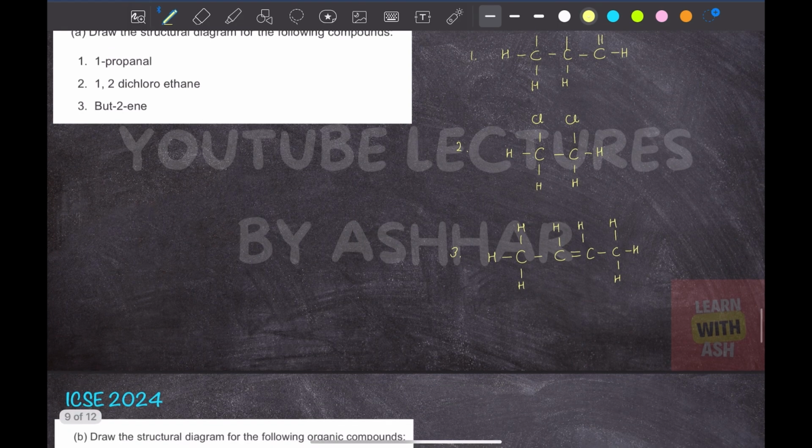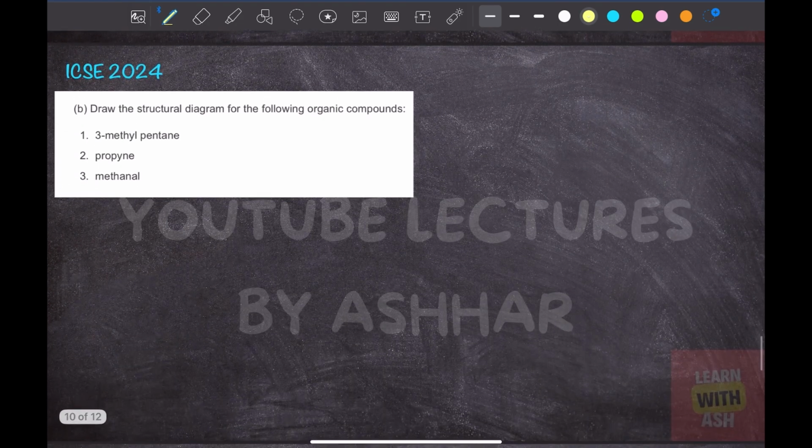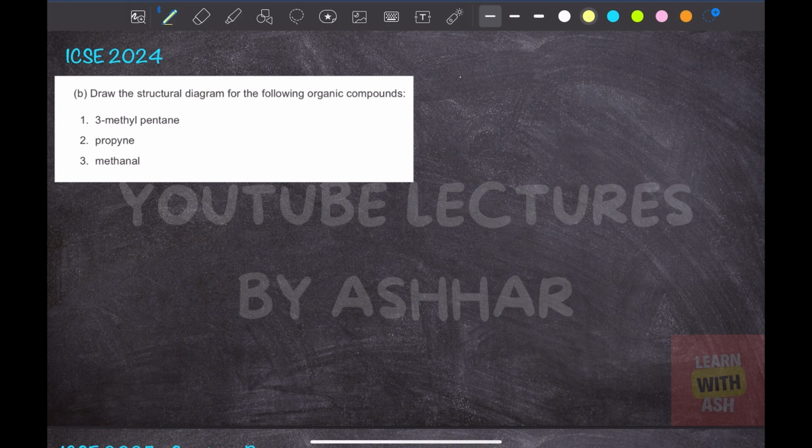Now let's move on to the question from ICSE 2024. For the first one, it is given to us 3-methyl pentane. So simply we need to draw the 5 carbons first. Considering this as the first, second, so this will be the third carbon. At third carbon there is a methyl group, and the remaining will be associated with the hydrogen atoms. Simply I will be writing the hydrogen over here. Then this will be the structural formula for 3-methyl pentane.